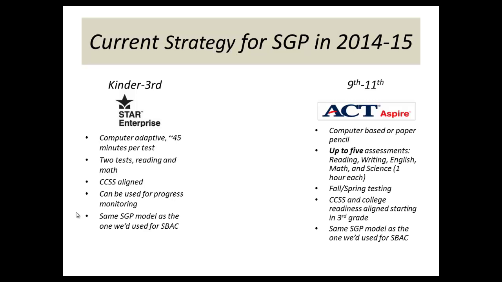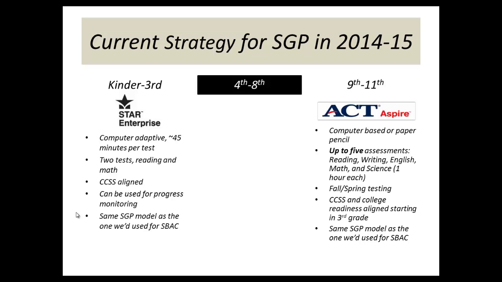In 9th through 11th grade, we'll be giving ACT Aspire. This is a new assessment made by ACT, which is administered either on a laptop or you can give a version that is paper pencil. There are up to 5 subjects: reading, writing, English, math, and science. They're each about an hour. And we would give it in the fall and the spring and look at growth over the course of the year. It's aligned to the Common Core as well as ACT's internal college readiness benchmarks, starting as early as 3rd grade. And again, it's the same SGP model as the one that we have used in the past for CSTs and that we'll use going forward for Smarter Balanced.